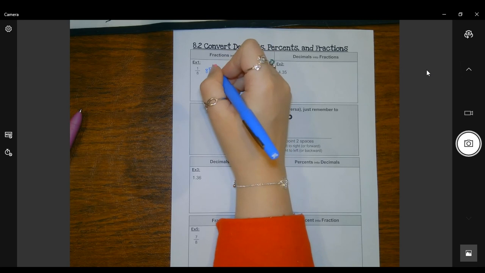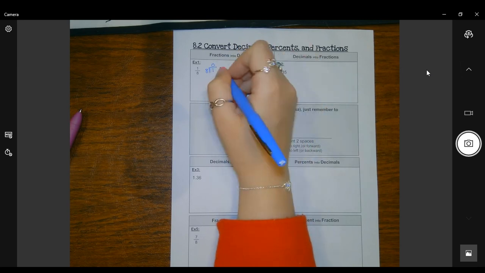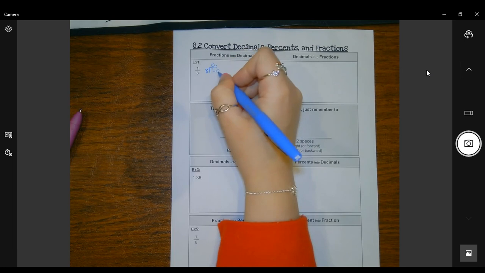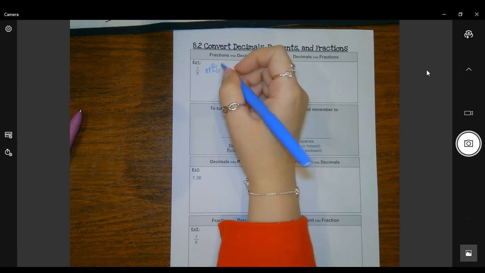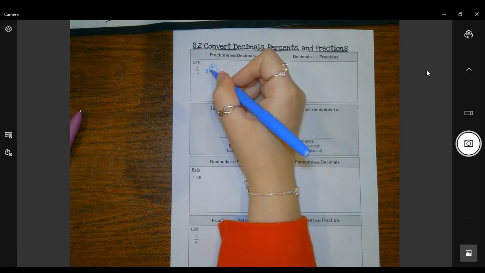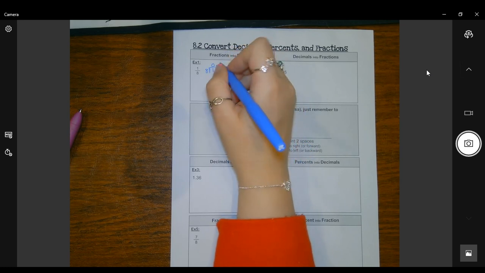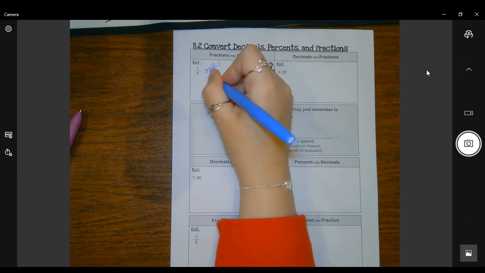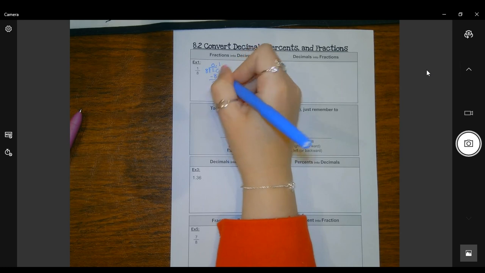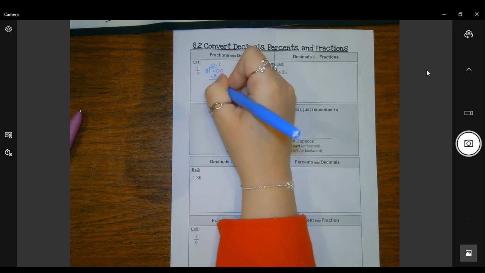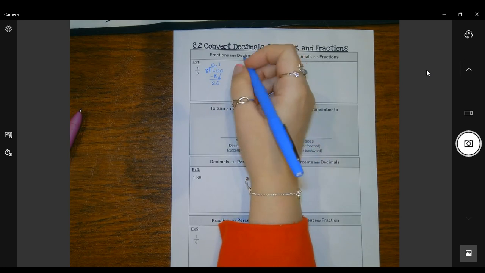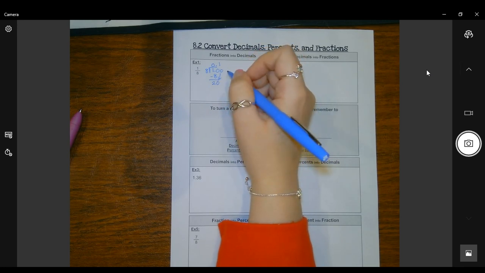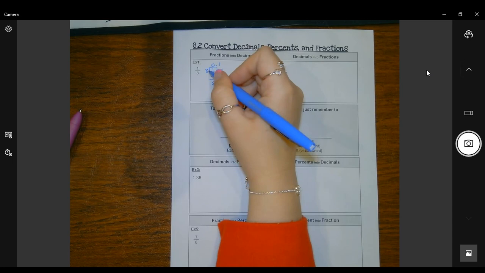Well, 8 can't go into 1. It goes in 0 times. So then add a decimal and a 0, because 1.0 is the same thing as just 1. And now I can do 8 into 10. And 8 goes into 10 once. And when I subtract that, I get 2. Bring down another 0 because 1 is the same as 1.0 or 1.00. After a decimal, I can add as many zeros as my little heart desires.